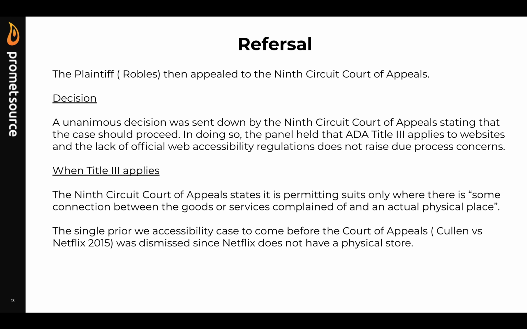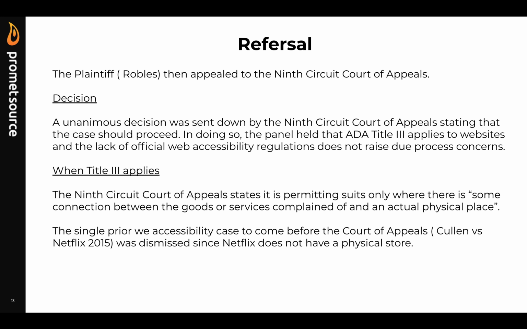The plaintiff, Robles, then appealed to the Ninth Circuit Court of Appeals. A unanimous decision was sent down by the Ninth Circuit Court of Appeals stating that the case should proceed. In doing so, the panel held that ADA Title III applies to websites and the lack of official web accessibility regulations does not raise due process concerns.